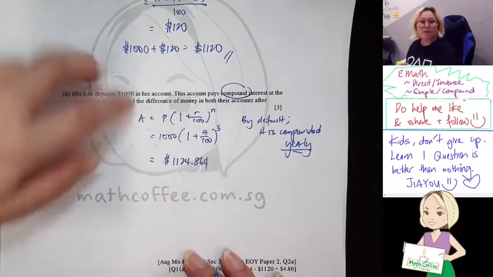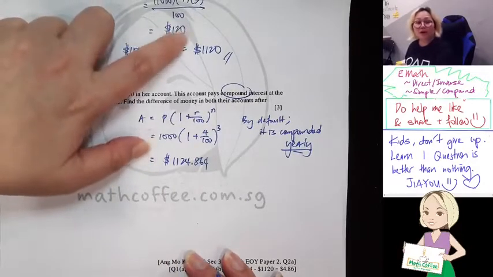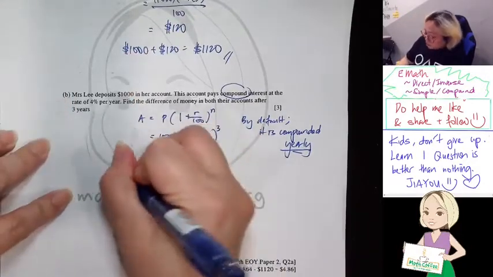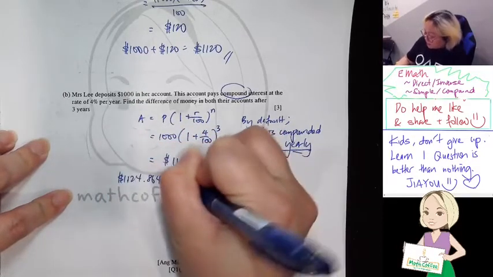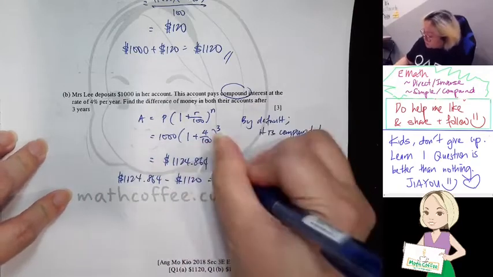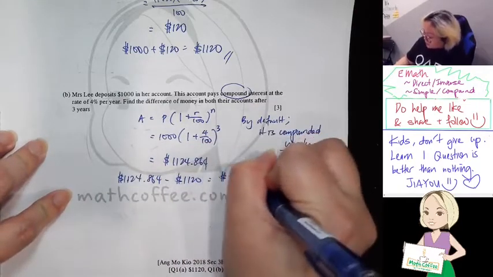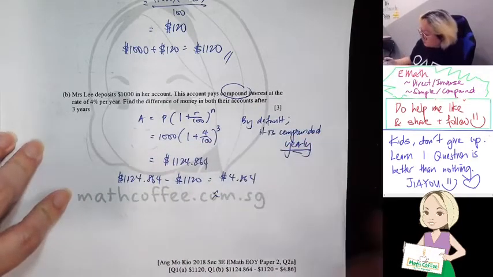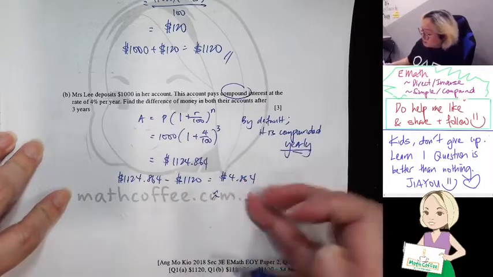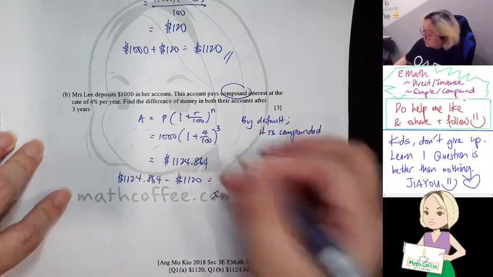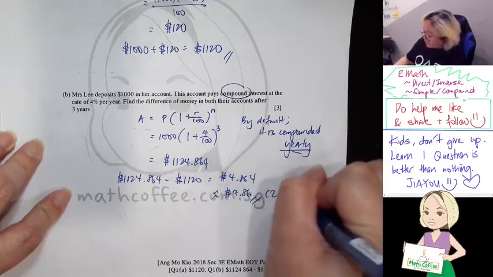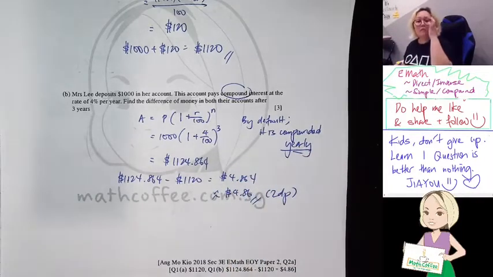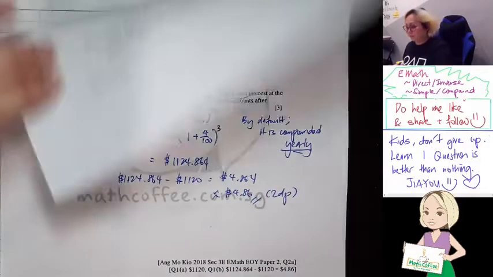Don't stop there, because they're asking you to find the difference of money in both their accounts after 3 years. They're comparing both husband and wife. So we just take 1124.864 minus 1120 and we will get 4.864. By default, money is rounded off to cents, which is 2 dp. So it is 4.86, 2 dp.